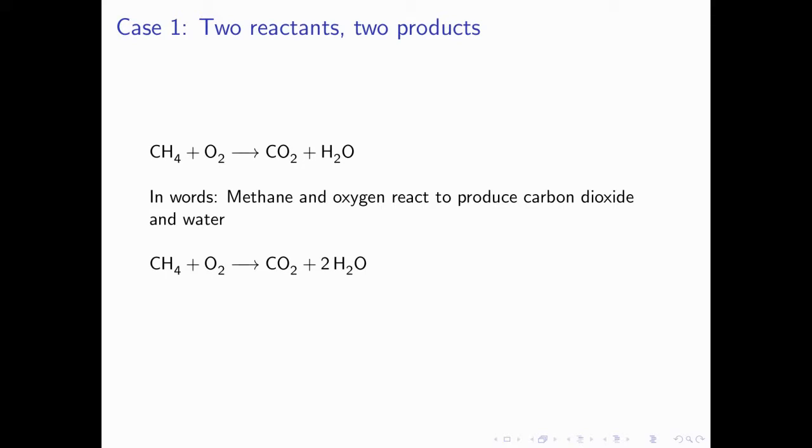Let's move on to hydrogen. There are 4 hydrogen atoms on the left and only 2 on the right. So let's add a coefficient of 2 to the water molecule to make 4 hydrogen atoms on both sides. Now what's left? Only oxygen. We have 2 oxygen atoms on the left, but 4 on the right. So let's add a coefficient of 2 to the oxygen on the left. There, now we have balanced our first equation.